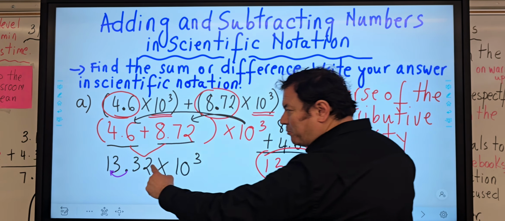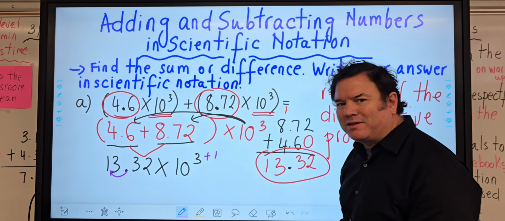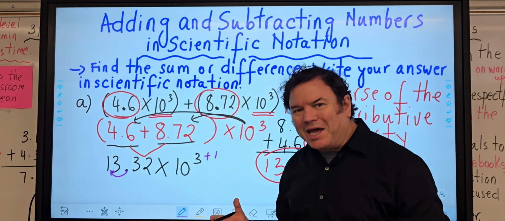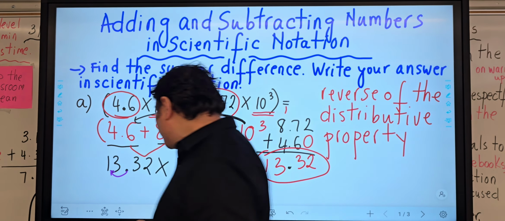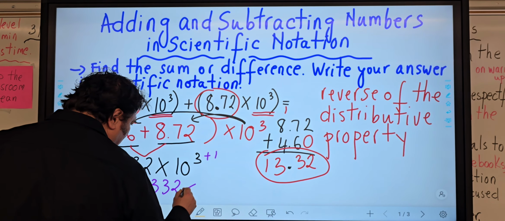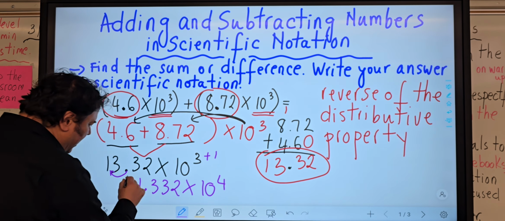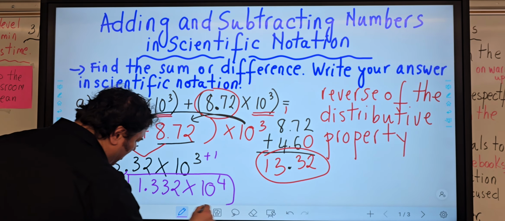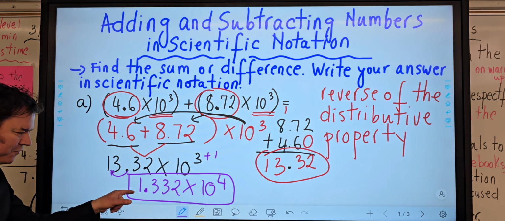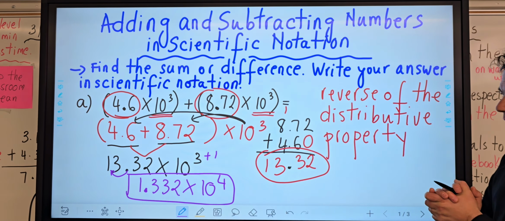But because we moved the decimal point to the left one place, we have to add a 1 to the exponent. Now instead of having 10 to the power of 3, we are going to have 10 to the power of 4. So this becomes 1.332 times 10 to the power of 4. And now this is our final answer because the decimal point is placed between the first and the second digit. And this is how we do it.